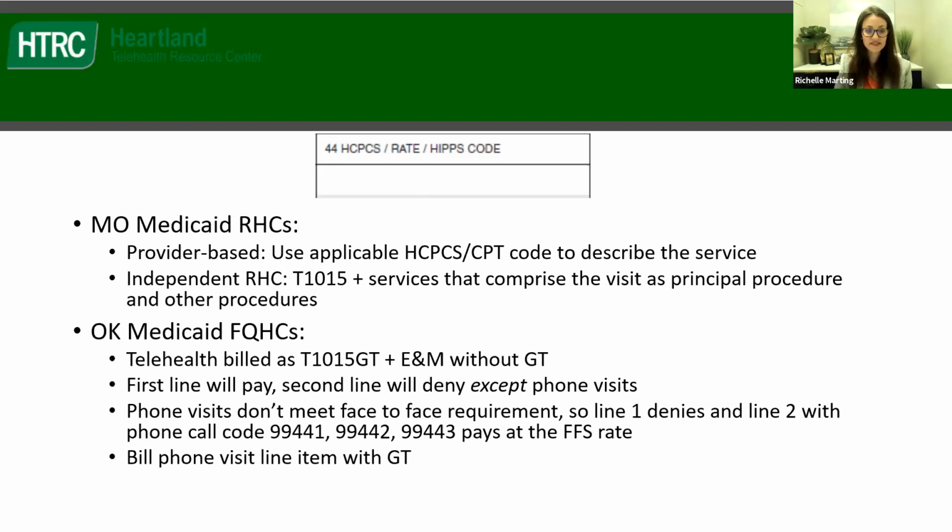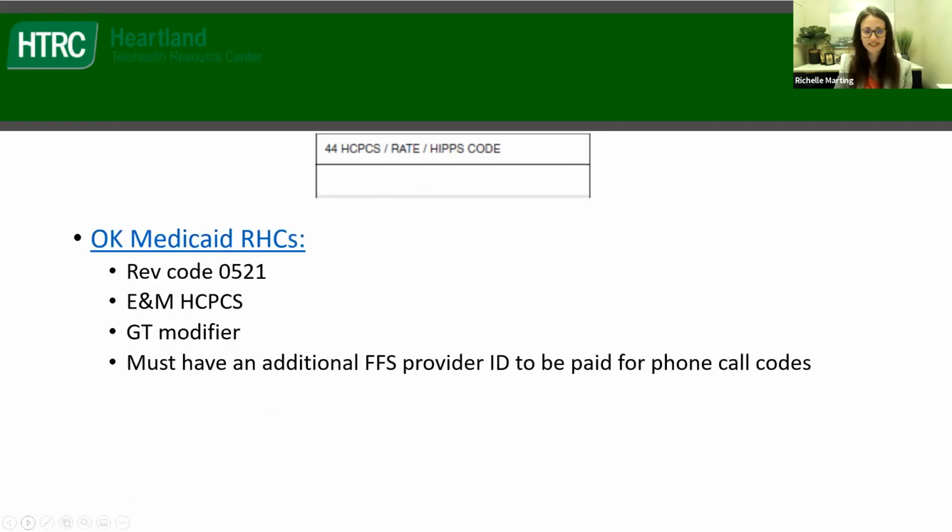The phone visit line item will be billed with the GT modifier, which is the reverse. If it's any other evaluation service, GT goes on the first line. If it's a phone visit, it goes on the second line. Clear as mud, right? People wonder why we get claim denials and can't get paid.